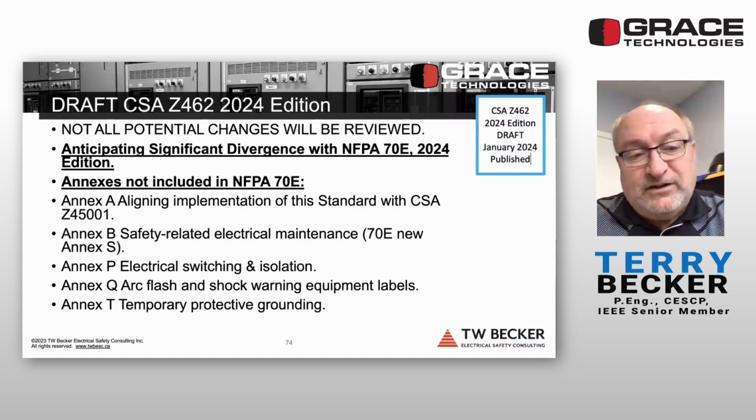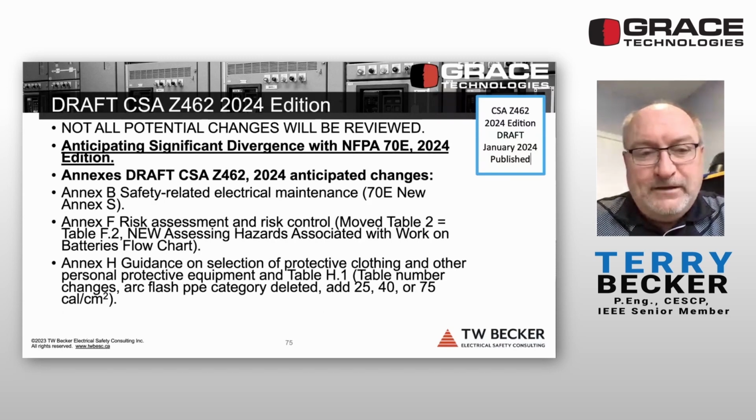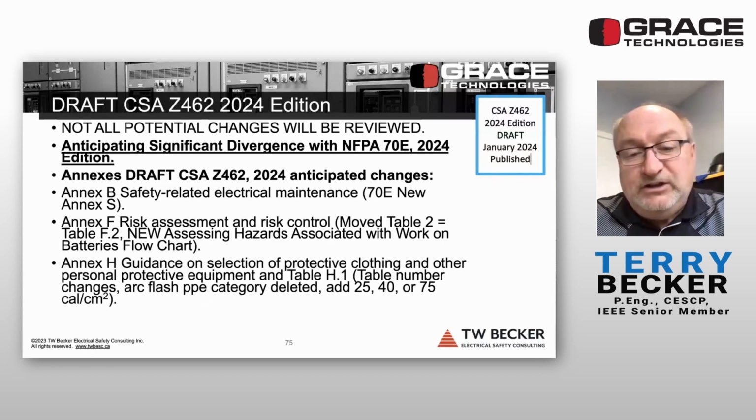So these are annexes for 70E users. Get a copy of Z462. They're valuable. Some of the updates we're going to make in 2024 is we're going to add that Annex S into our already pre-existing Annex B, where we had safety-related electrical maintenance equipment content. The table, unfortunately, Table 2, moving to Annex F and becoming Table F2. That's the work task table, which I don't like. Annex H, we're updating the content now because we've deleted the term arc flash PPE category.